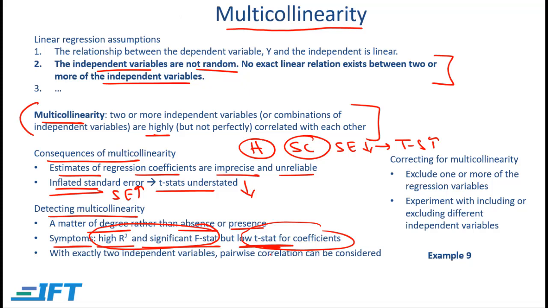We might also look at the pairwise correlation, but this only works if we have exactly two independent variables. But generally, this is not the case. We might have one independent variable or more than two independent variables. So the better approach is to look at the R squared and the F stat as well as the t stats for the coefficients. How do we correct for multicollinearity? The most direct approach is to exclude one or more of the regression variables. Another approach is to experiment with including or excluding different independent variables.